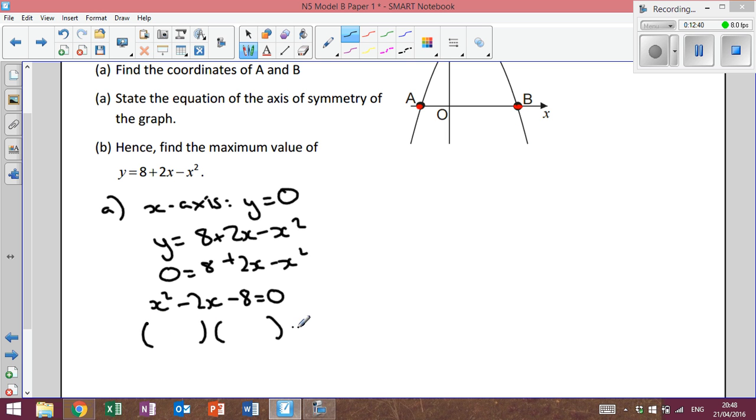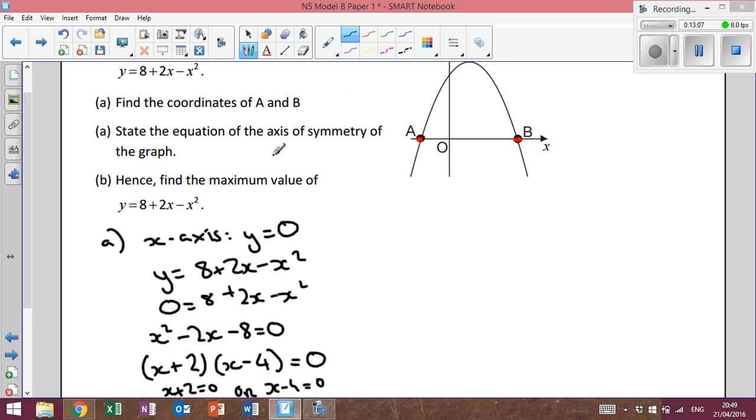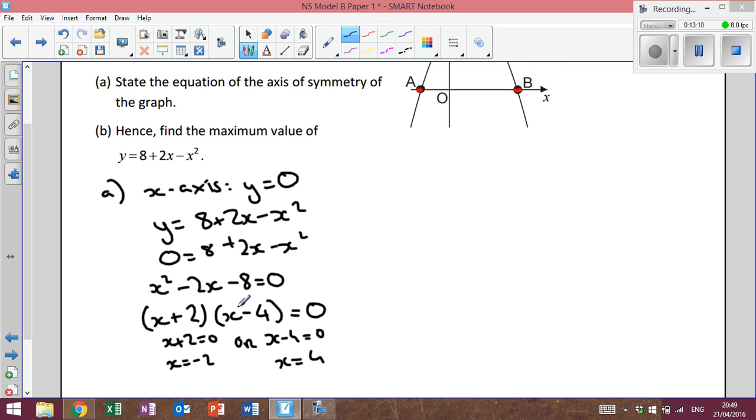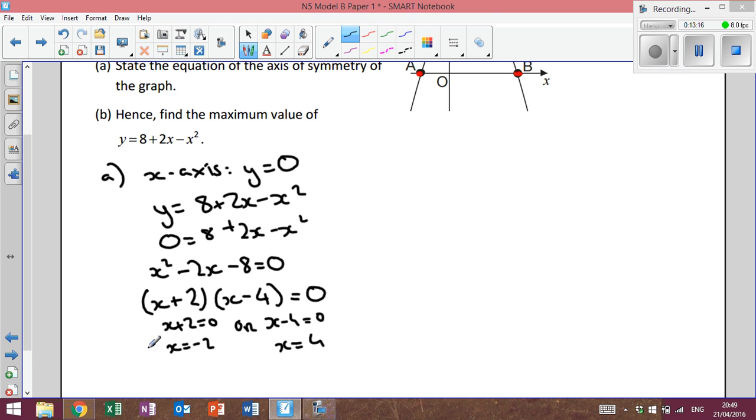Okay, let's factorise that. x and x, because it's a negative at the end, it's a plus and a minus. Factors of 8 that give us 2 are 4 and 2. It's not going to be 4 take away 2, because that would be a positive 2. So it's 2 take away 4. So x plus 2 equals 0, which means x would be negative 2, or x minus 4 equals 0, so x equals 4. Now the question asks us to find the coordinates of A and B. So if x is negative 2 and 4, A is negative 2, 0, and B is 4, 0.